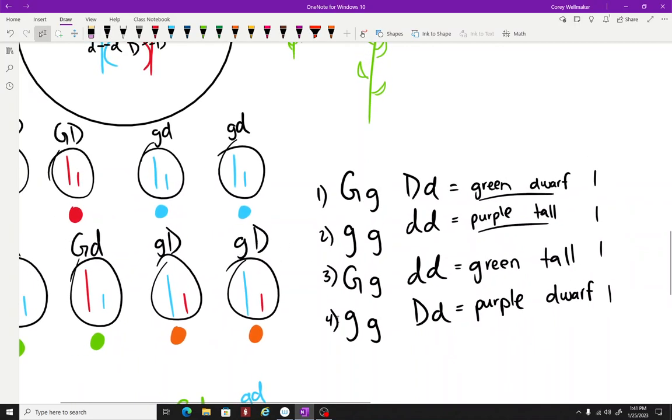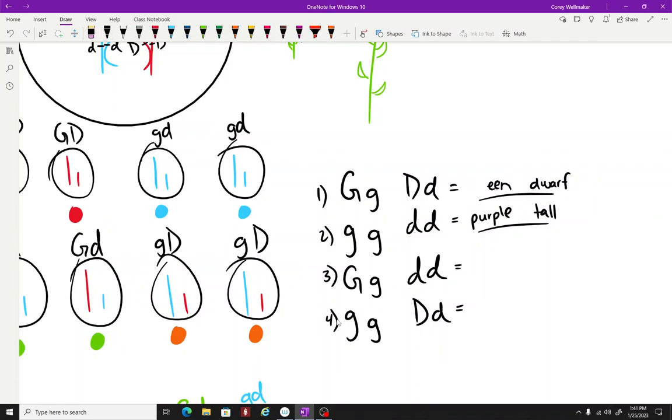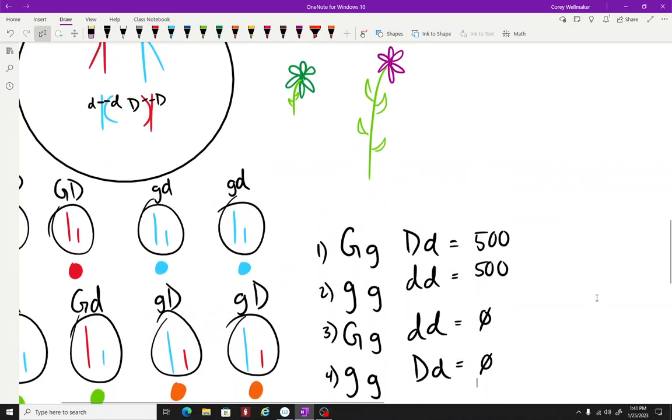But what if you don't see that in a 1 to 1 to 1 to 1 ratio? What if, I don't know, instead, if they have 1,000 babies, you see 500 babies that look like this, 500 babies that look like this, and then 0 and 0. Right, so instead of seeing 250 across the board, you see 500, 500, 0, 0. Okay, so there's a couple possibilities.